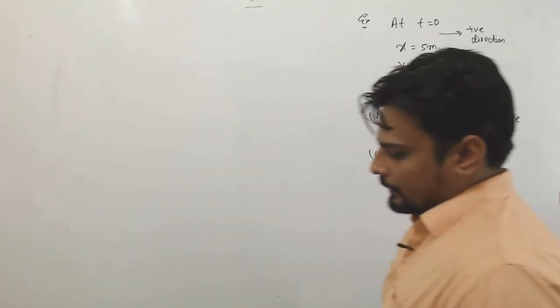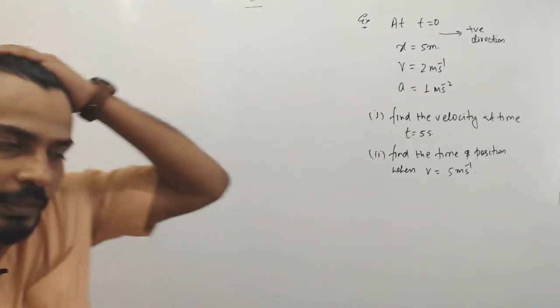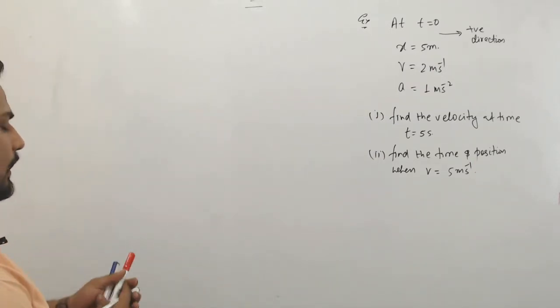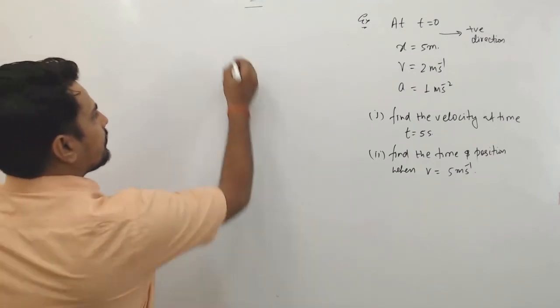Let us try to figure it out. What do we have to do here? So first of all, at time t equals 0, the object is at maybe 5.